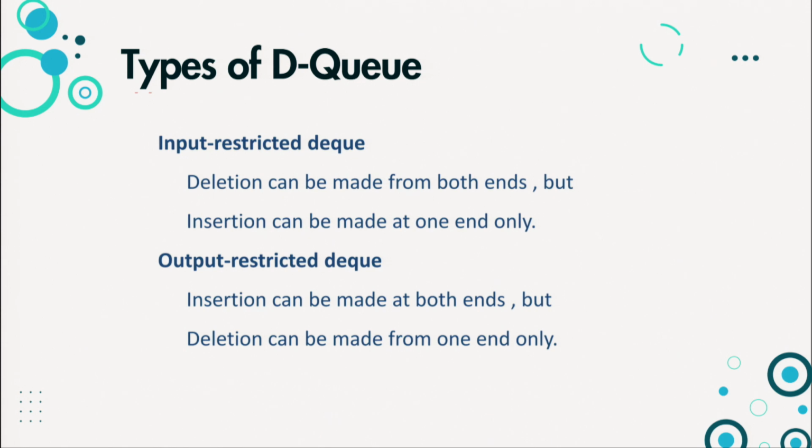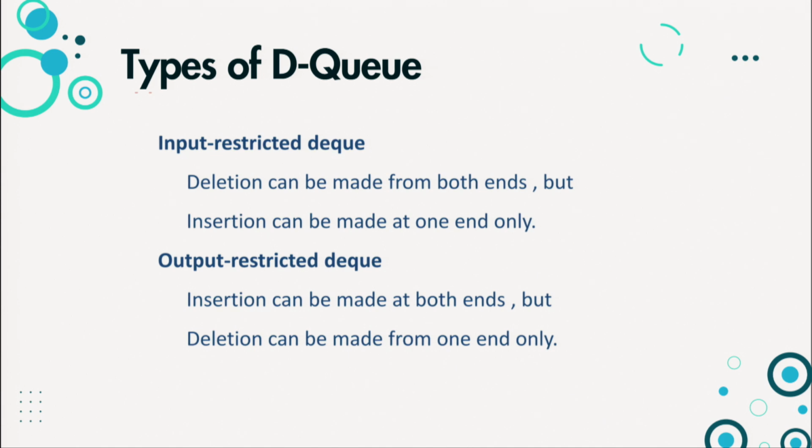And now we see what are all the types of this double ended queue. As such, we have two types. One is input restricted DQ and the other one is output restricted DQ. In an input restricted DQ, we can do deletion from both the ends, that is at the front as well as at the rear, but insertion is made only at one end.